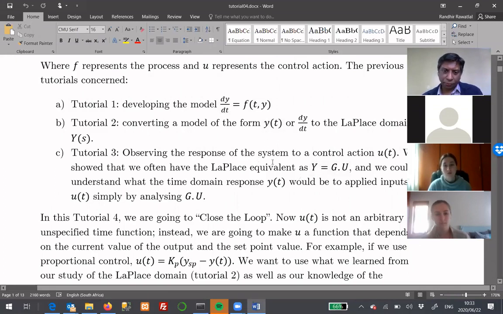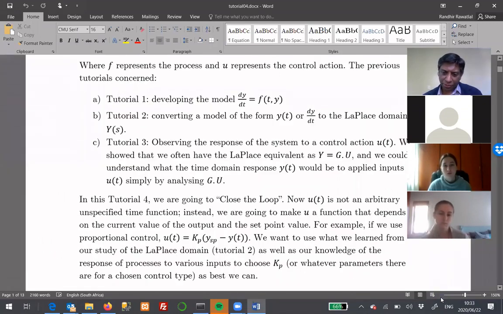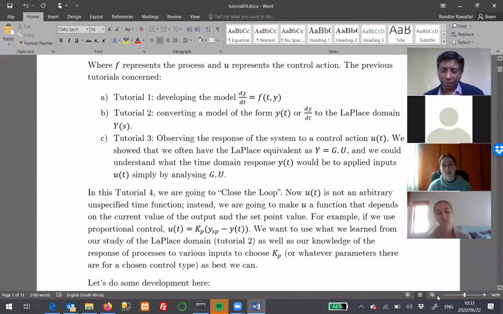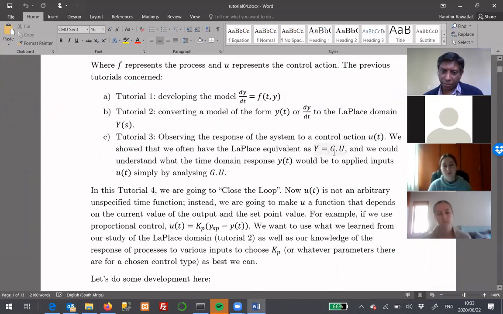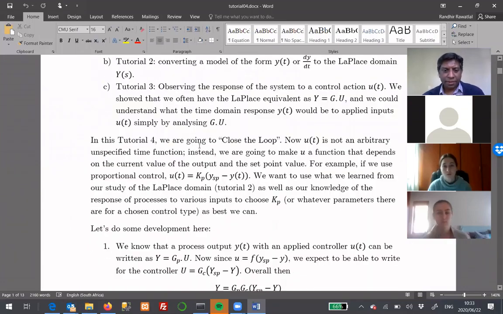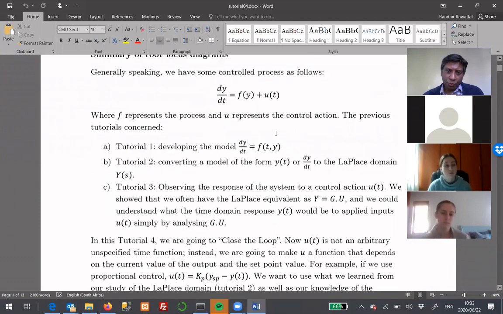And we also showed that for that time function, we could convert that into the Laplace domain, and we could rewrite it in the form the Laplace version of the state variable times some transfer function times our input, our manipulated variable's transfer version. And so we looked at some responses there. So in this section, we are looking at closing that loop now. So instead of saying that u is some unspecified time function, we are now going to create a u function which will help us accomplish our goal in control.